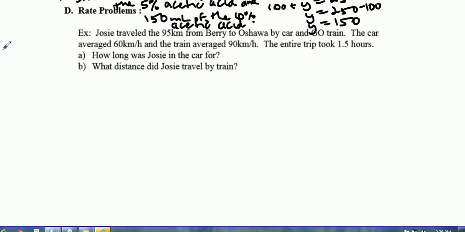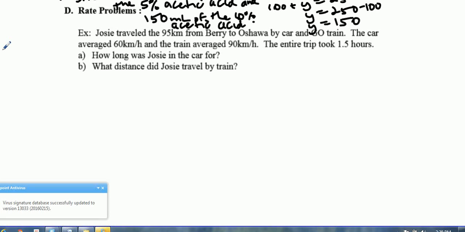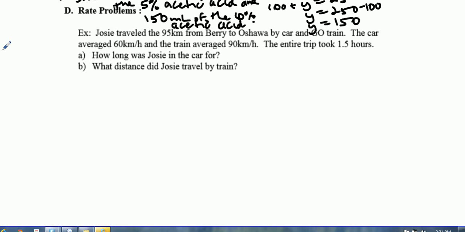So we don't know how long she was in the car, and for that matter, we don't know how long she was in the train. And we don't know the distance that she traveled in the car, and we don't know the distance that she traveled by train, only that she went part way in a car and part way on the GO train. So this one's an interesting question. It's a little more complicated.